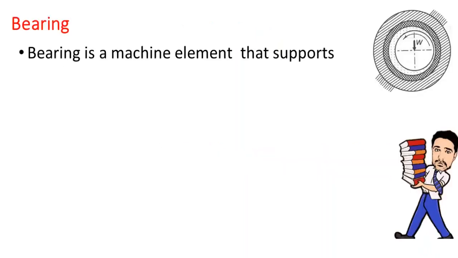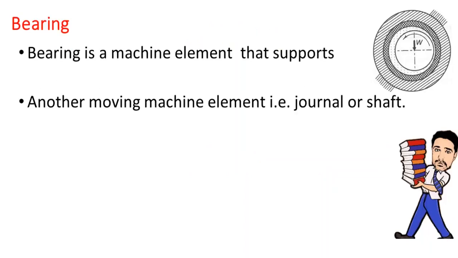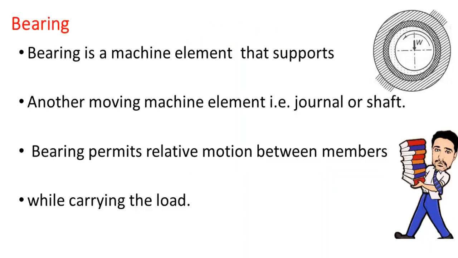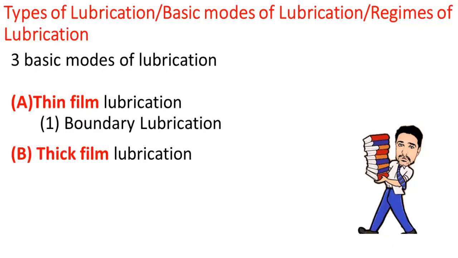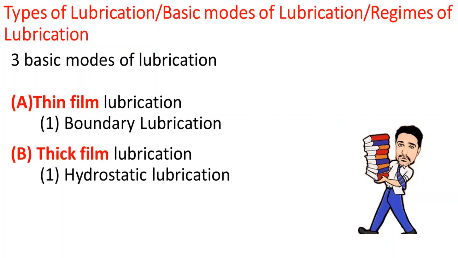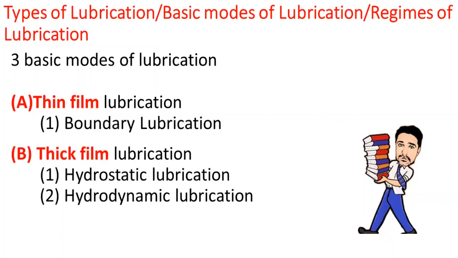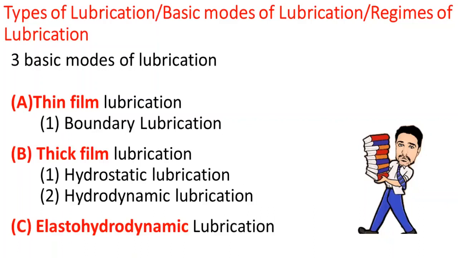The function of a bearing: it is a machine element that supports another moving machine element, which is the journal or shaft, which carries the load. The basic modes of lubrication, or regimes of lubrication, or types of lubrication, are thin film lubrication, which is boundary lubrication, and thick film lubrication. There are two types: hydrodynamic and hydrostatic lubrication, and elasto-hydrodynamic lubrication.